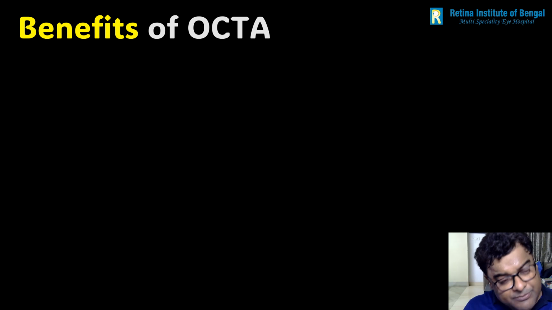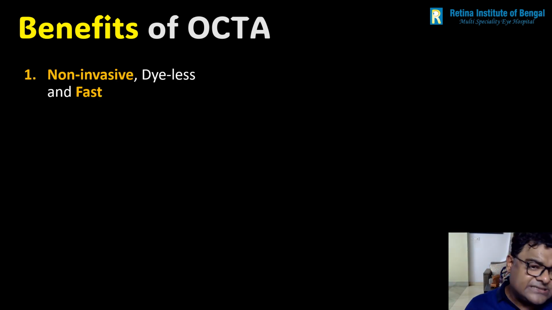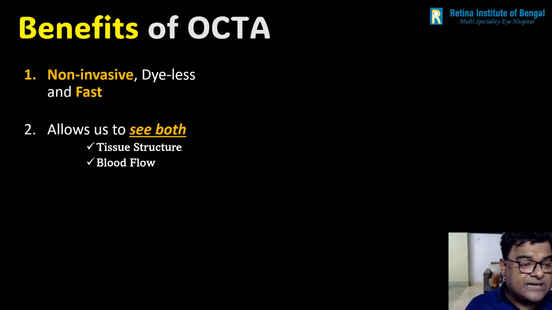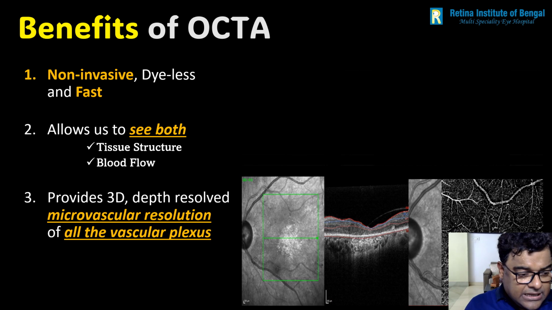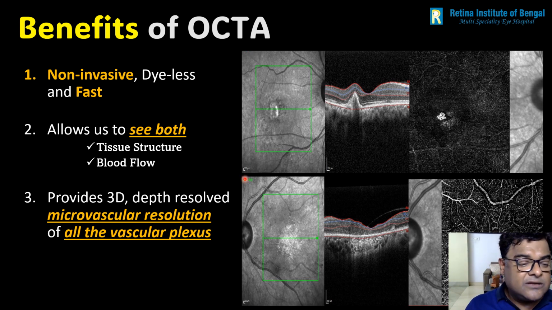So the benefits of OCTA are that it is non-invasive, there is no dye involved, it is fast, it allows us to see both the tissue structure and the blood flow, and it provides a 3D resolved microvascular resolution of all vascular plexuses, unlike FFA, which basically shows only the superficial vascular plexuses.